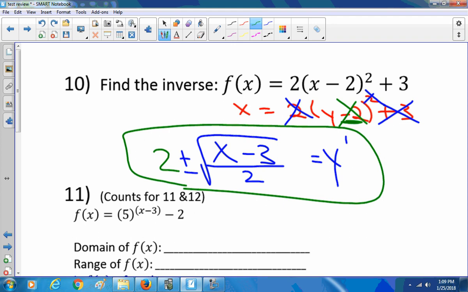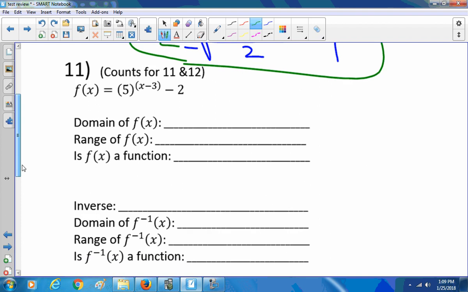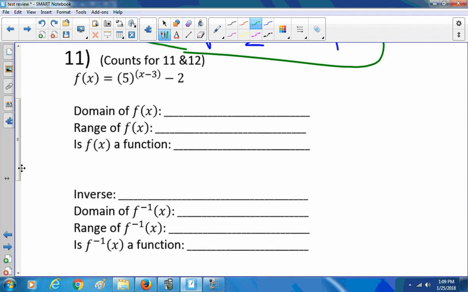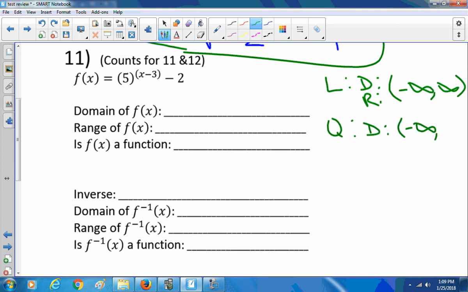Let's go over your rules real quick. Your rules for linear, domain and range are both always negative infinity to infinity. Your rule for quadratic, your domain, negative infinity to infinity. We can square any number we want. Your range is going to either be, remember, k to infinity or negative infinity to k.